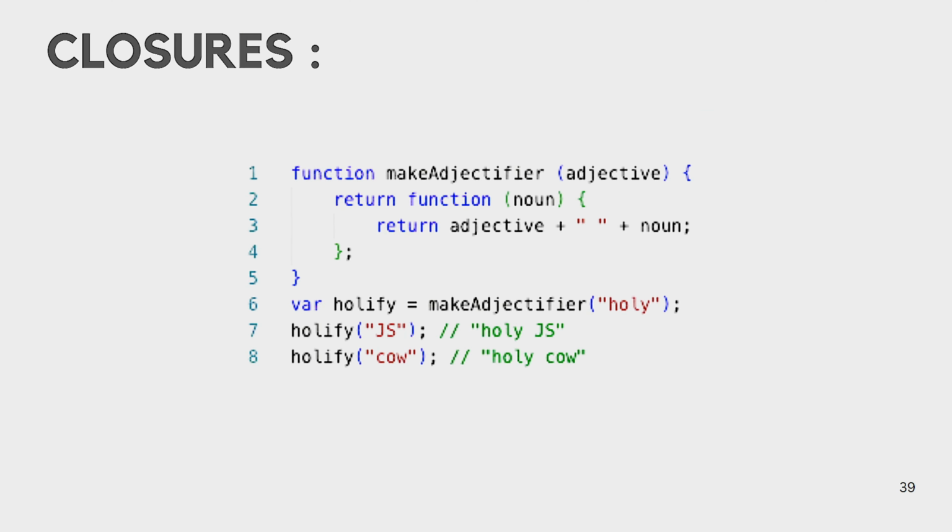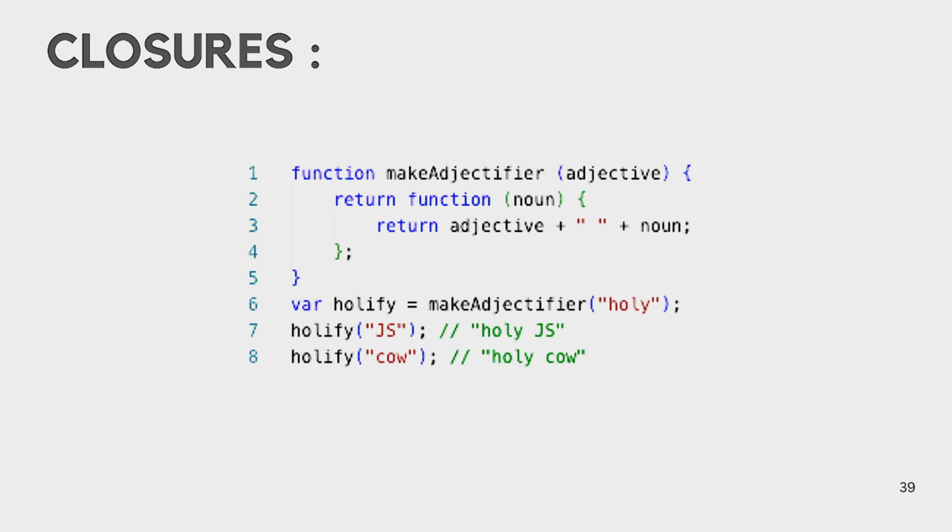In functional programming, another interesting pattern you will come across is closure. Let me introduce you to a neat higher order function called makeAdjectivier. What it does is pretty good. It takes an adjective and returns a new function. This new function then takes a noun and returns a string that combines the adjective and the noun.